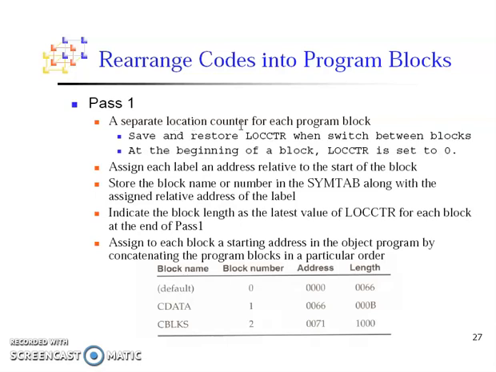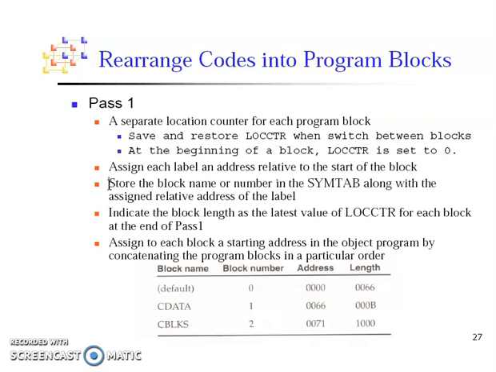A separate location counter will be managed for each block. It saves and restores LOCCTR when it switches between the blocks, and at the beginning of the block, the LOCCTR value will be set to 0. It assigns each label an address relative to the start of the block. So when it encounters a new block, the LOCCTR value will be set to 0, and when it encounters any label, it will assign an address relative to the start of the block.